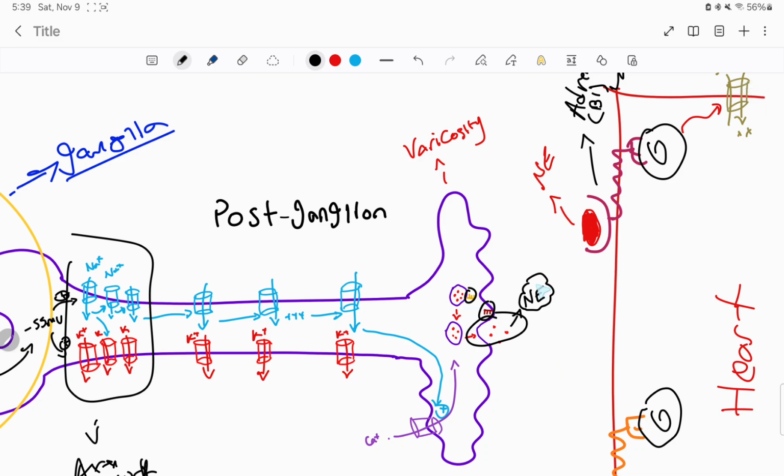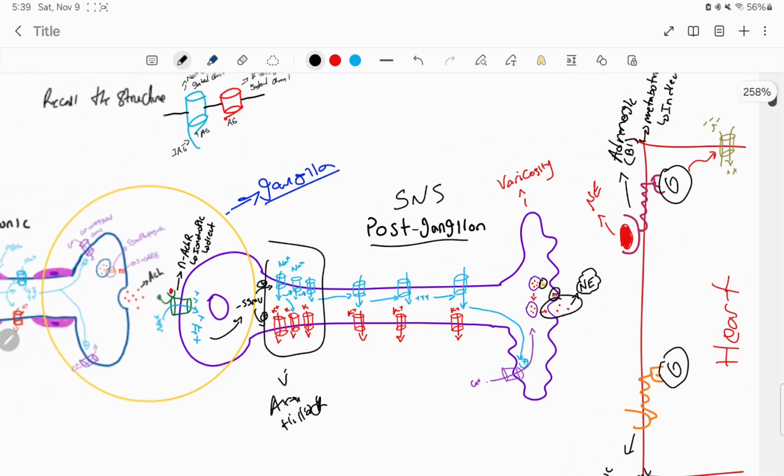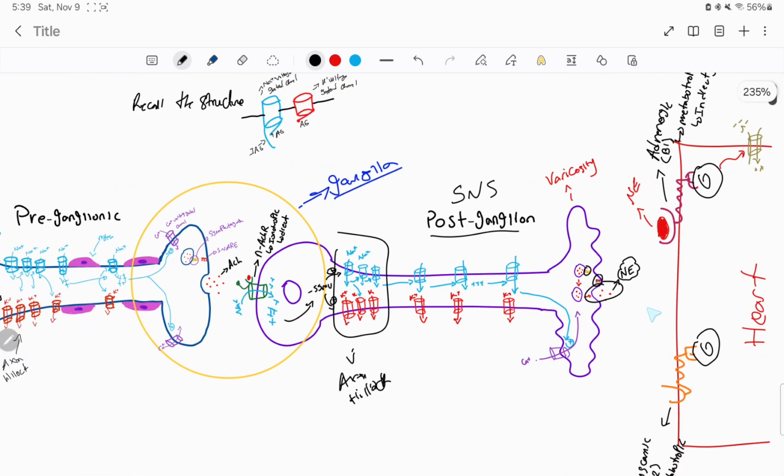What is the material inside? Neurotransmitters. What kind of neurotransmitters are going to be released from the sympathetic nervous system postganglionic neuron? Norepinephrine. Remember, epinephrine only comes from the adrenal medulla, but norepinephrine comes from the postganglionic sympathetic fibers as well as the adrenal medulla. What is this norepinephrine going to do? Is it going to bind to the muscarinic receptors? No, it's not going to bind to the muscarinic receptors. It's going to bind to the adrenergic receptors.